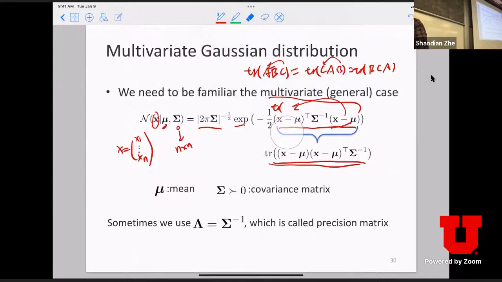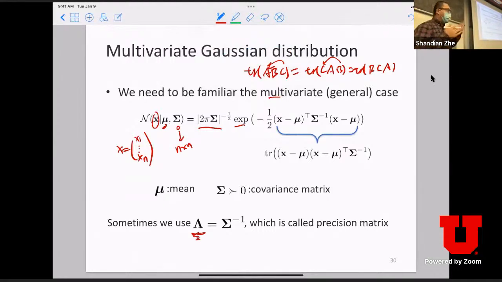So those are two commonly used notations to represent the density. And sometimes people might not use the covariance matrix as a parameter. Instead, they use the inverse of the covariance matrix. Why? Because if you parameterize by the inverse of the covariance matrix, lambda, then in the power of the exponential you don't need to take an inverse. So that's another way to parameterize the Gaussian distribution. The inverse covariance is also called the precision matrix.